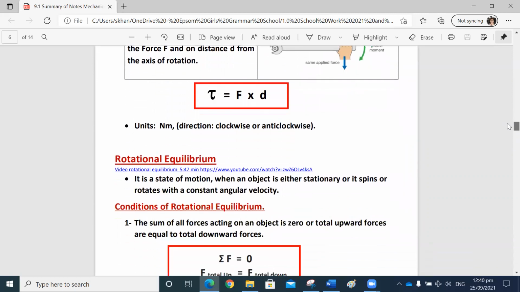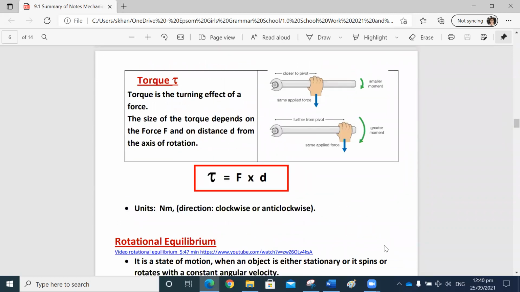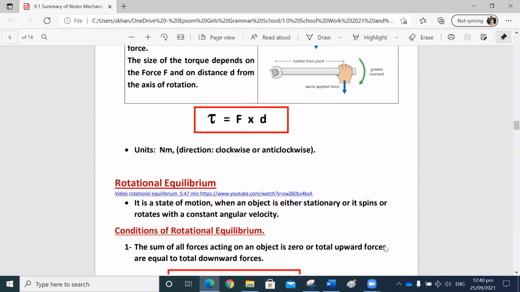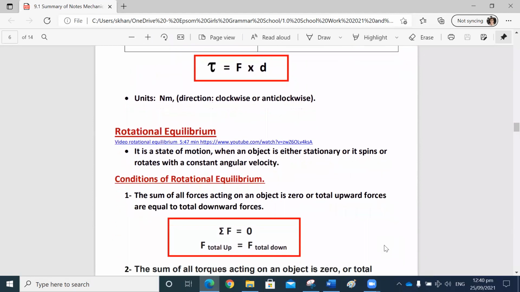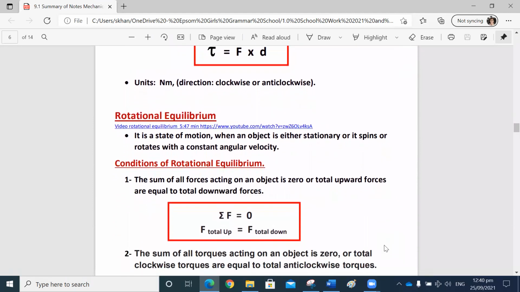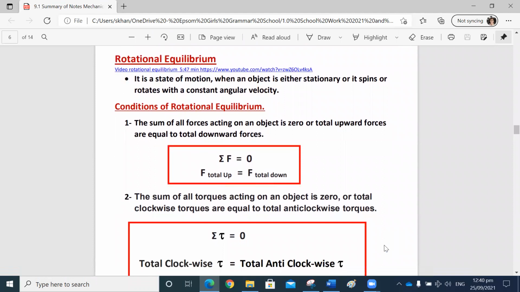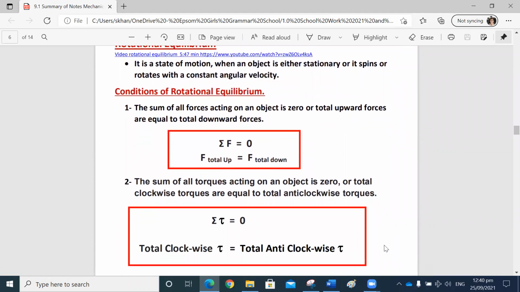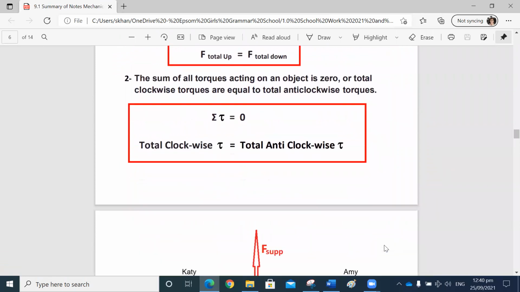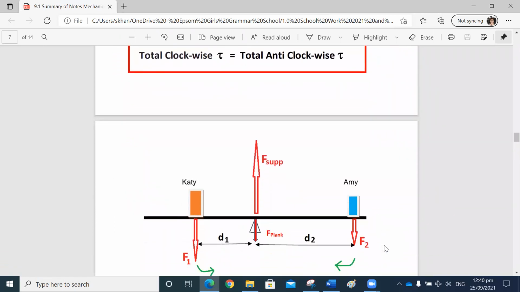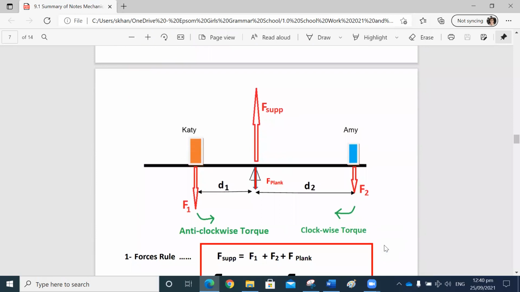Now, rotational equilibrium is a state where an object is either stationary or it moves with a constant angular velocity, whereas linear equilibrium is when something is moving at a constant velocity. Now, let's look at this rotational equilibrium.